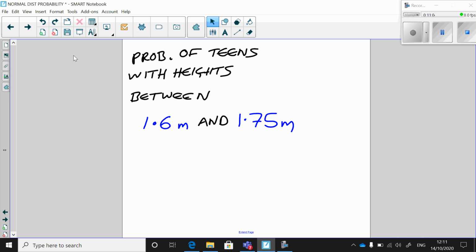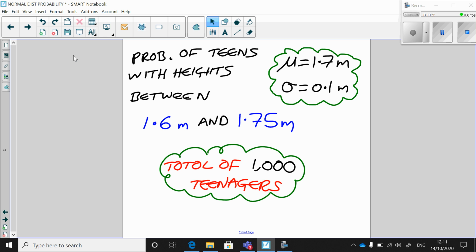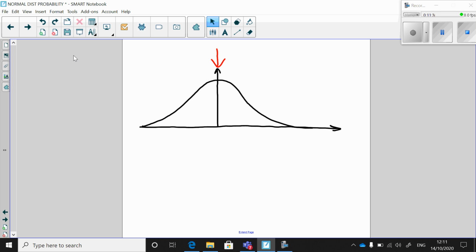Right. Let's stay with this here. And let's look at probability of teens with heights between 1.6 and 1.75 meters. Okay, so here, the mean and standard deviation are going to stay the same. They're staying the same, 1.7 and 0.1. So I think we need to bring back the normal curve or the bell curve to get an illustration where x values are 1.6 and 1.75 for us here, and the total of teenagers, they're going to stay the same.